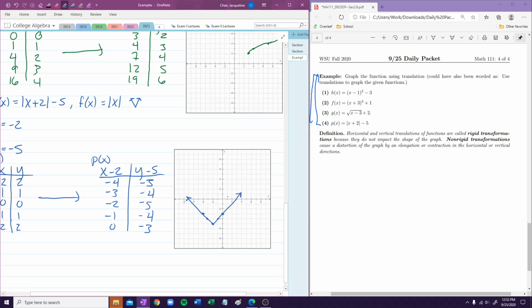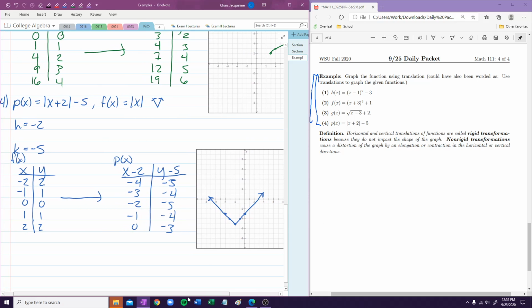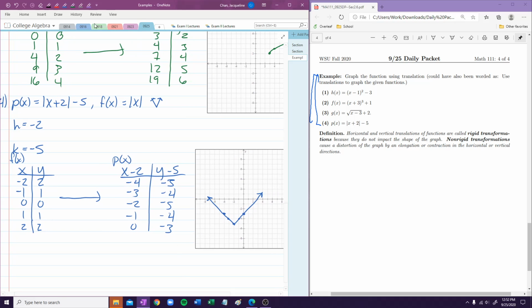Okay, and that is our graph. This is how you use translation. Again, just using the vertex, okay, 0, 0, right here. Okay, I can go over 2 and down 5. 1, 2, 3, 4, 5. Okay, and as you can see, that's where we get the vertex.